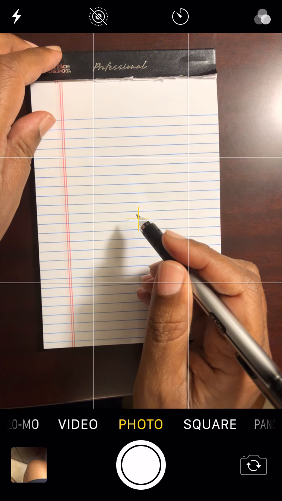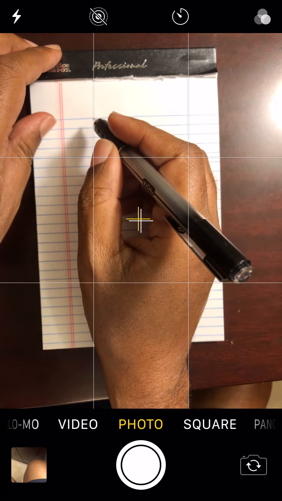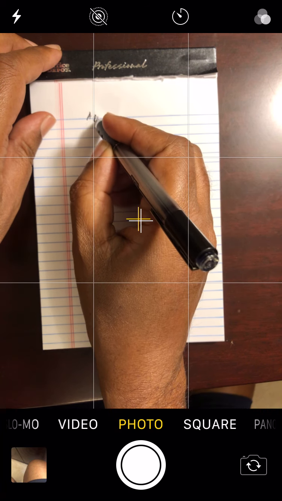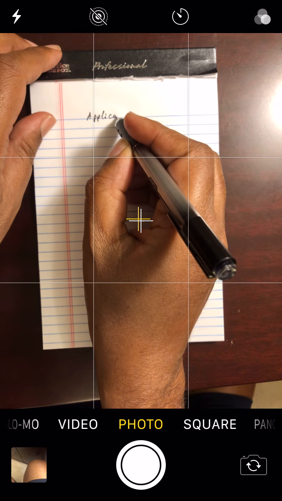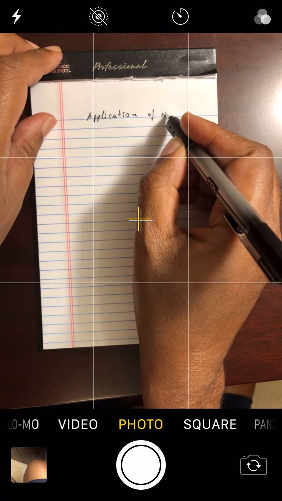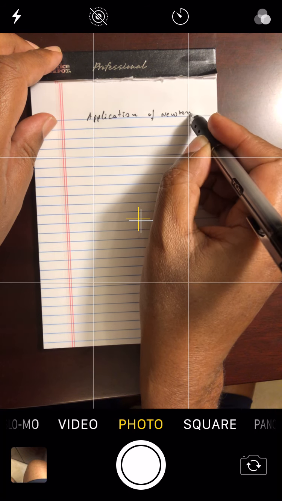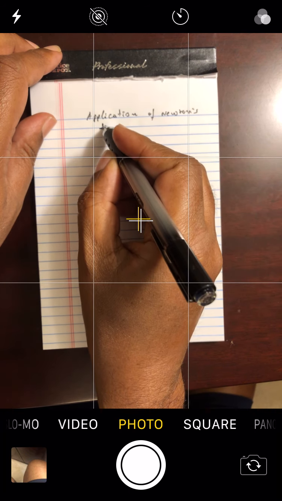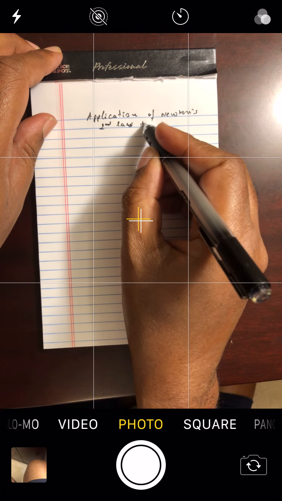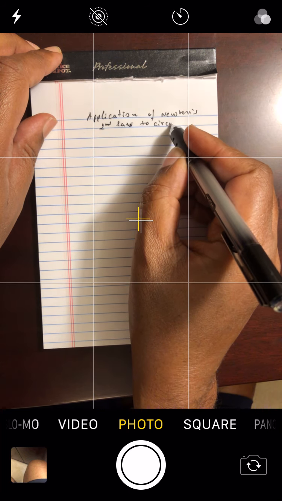In this section, we're going to look at applications of Newton's second law to circular motion. Application of Newton's second law to circular motion.